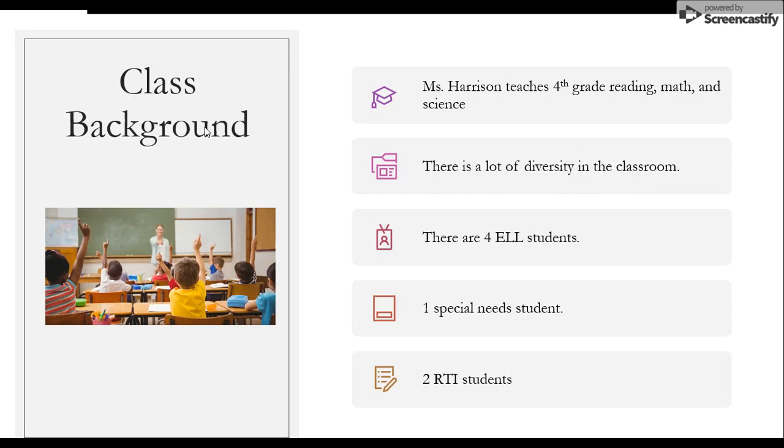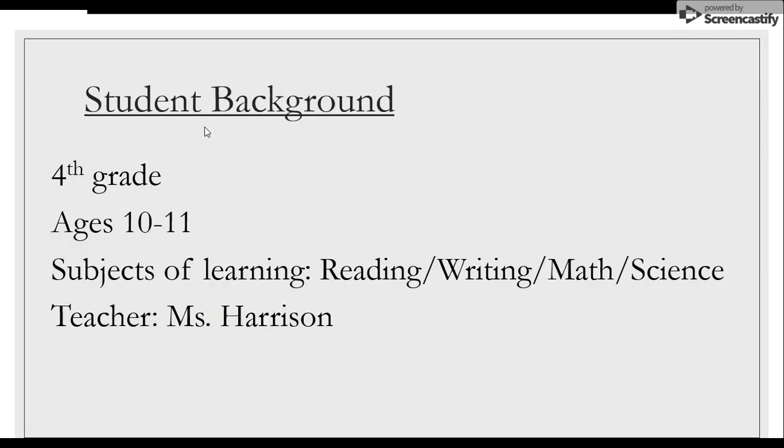So, a little class background information. Miss Harrison teaches 4th grade reading, math, and science, and in her classroom there's a lot of diversity. There are 4 ELL students, 1 special needs student, and 2 RTI students. Student background: they're 4th graders, ages 10 to 11, and they're learning the subjects of reading, writing, math, and science. And Miss Harrison is our teacher for all the subjects.